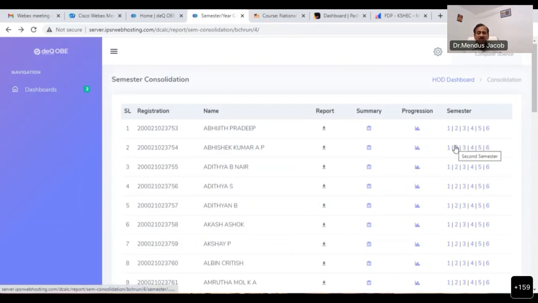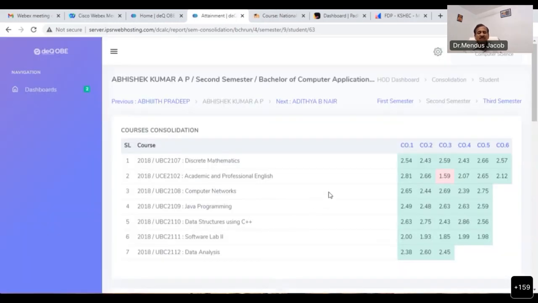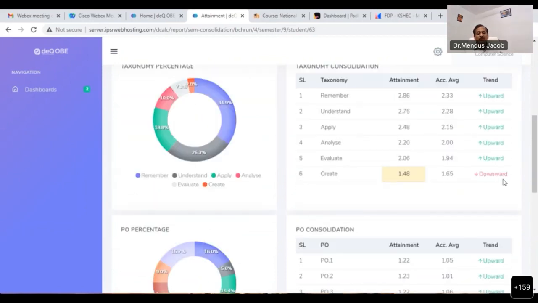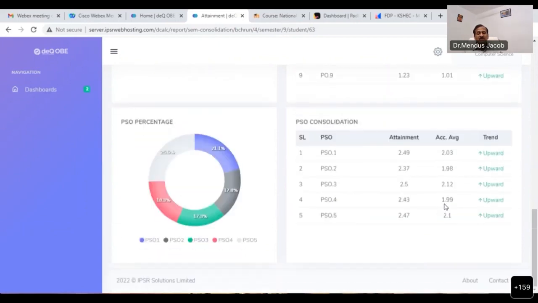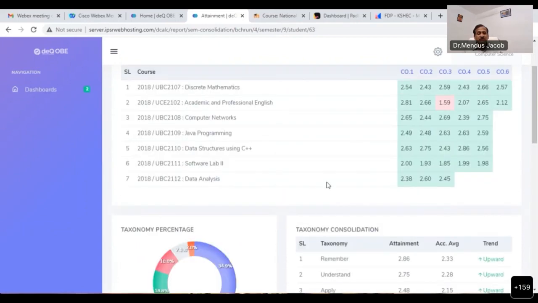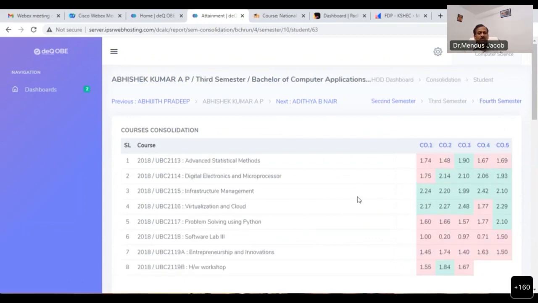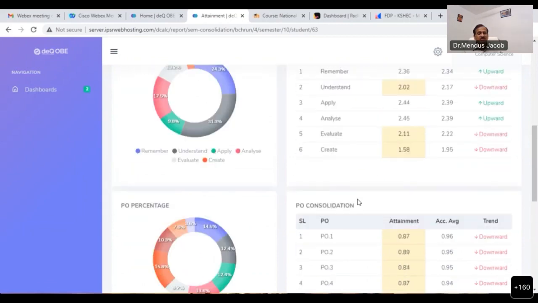Again, we can have the comparison or the trend analysis. Suppose this is the trend of a particular student in the 2nd semester compared to the 1st semester. You can see some downward trend, somewhere he's showing an upward trend, and in some other places a downward trend. This is in comparison with the 1st semester. This is his performance in the 2nd semester. Now coming to the 3rd semester, we can see more downward trend.